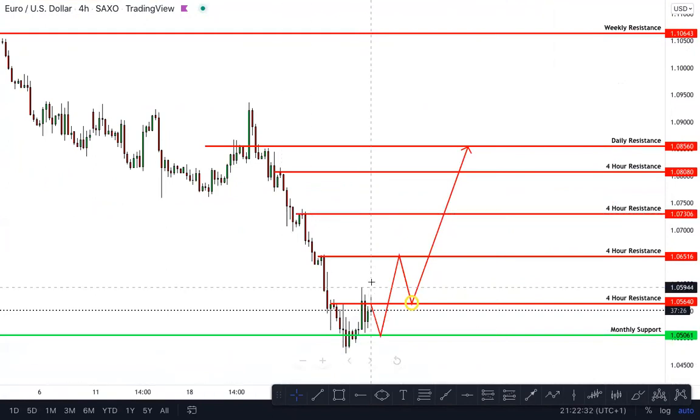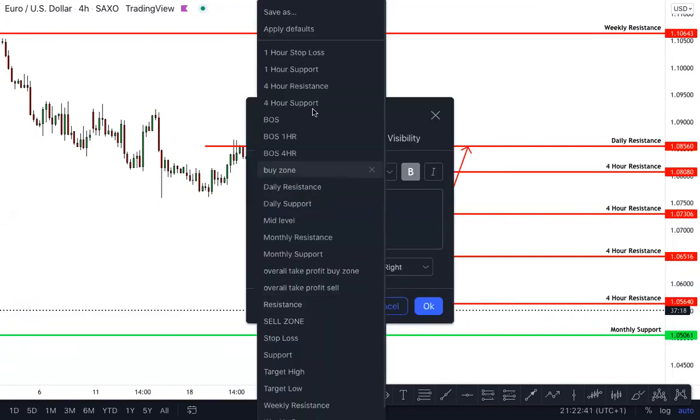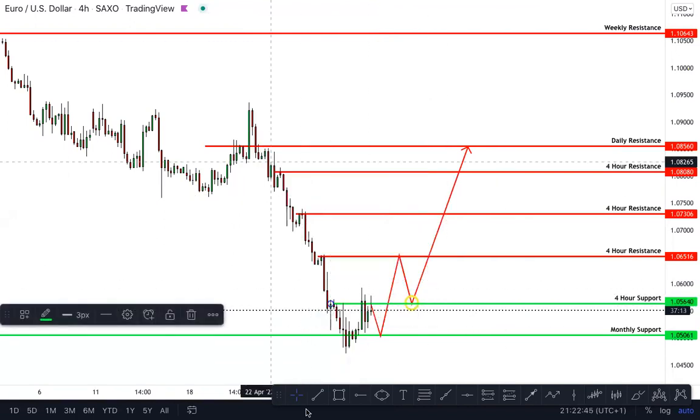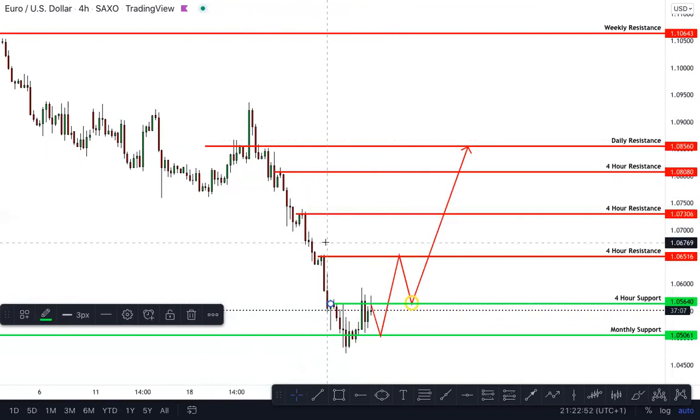And then when it breaks up through this level, this will no longer be a resistance. I'll just change it to a support, literally like that. So it breaks above that, I'll just click on this, go to my templates, and then say 4-hour support. Done. And I can just do that every single day. Most times, if I'm not in the pair trading it, I can just do it at the end of Asian session. I'll go through all my pairs that I have marked up.